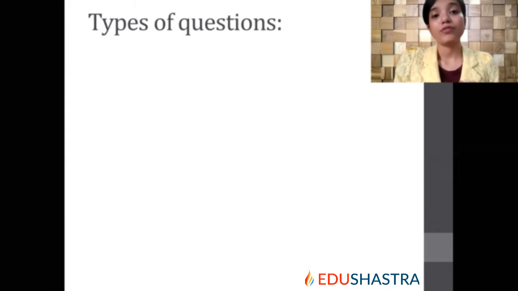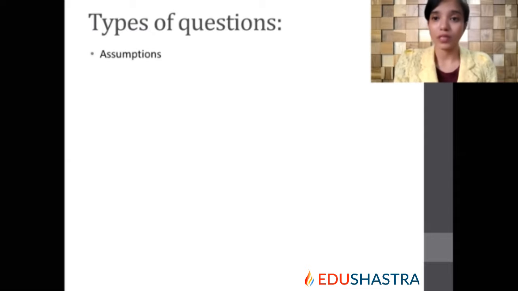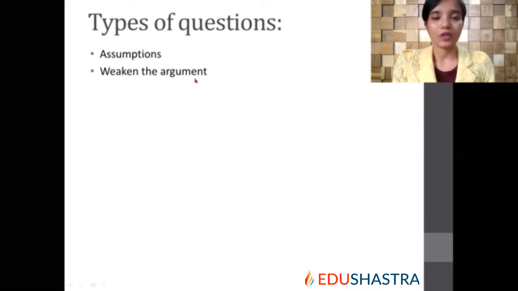Now I'll tell you the different types of questions you will get in your examination. The first type is assumptions, where a premise and conclusion are given, from which you have to come to the assumption. Next is weaken the argument. As I said, you have to go against the author or against the conclusion. In every critical reasoning question, the mandatory part is finding the conclusion. If you cannot find the conclusion, you will go wrong with weakening, strengthening and assumptions.